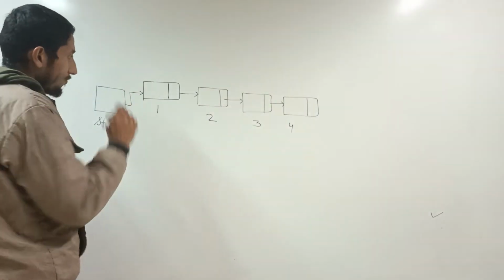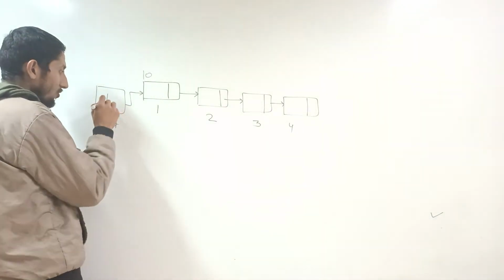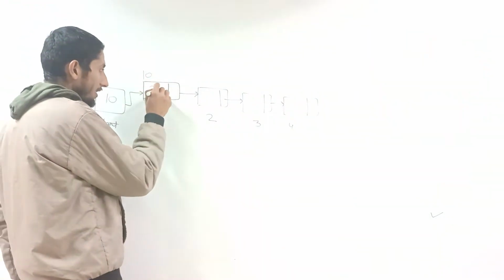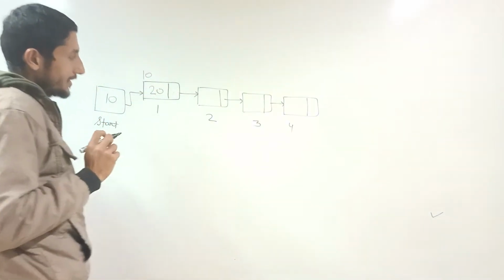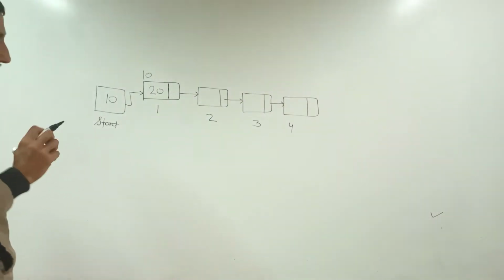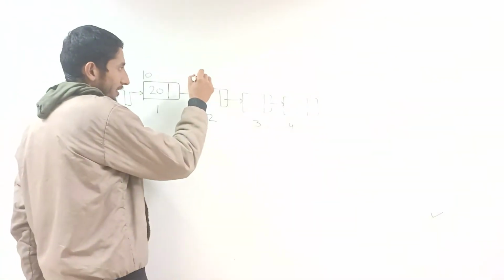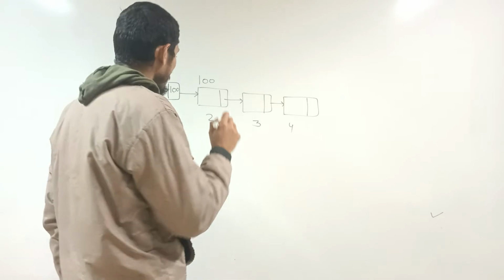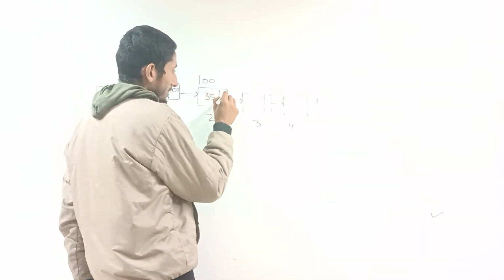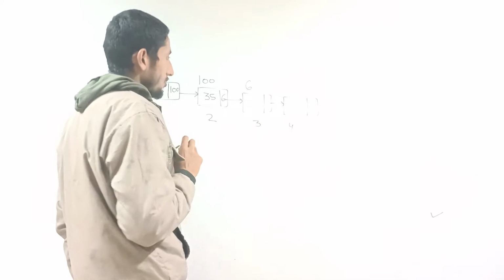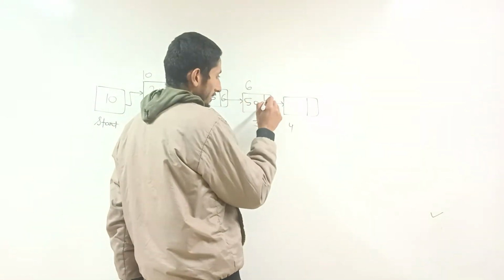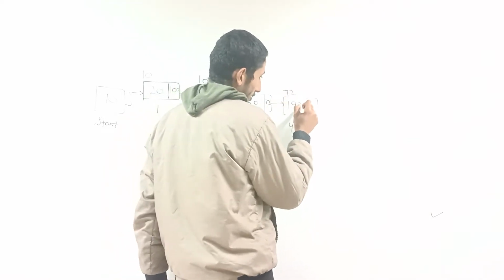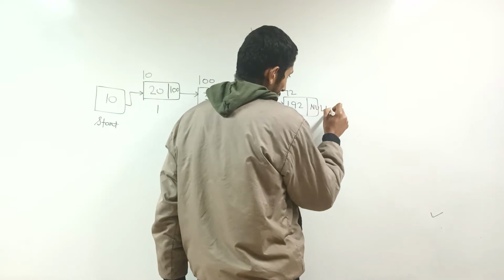Let's say the address of the first node is 10. So in start we will put the address of the first node. Then that is the data part, let's say 20, and that is the address part. It means in the address part I am going to store the address of the next node. Let's say the next node address is 100, so I am going to store 100. Are you following this? Let's say the data is 35, and let's say that is the address of the next node. Then the data, let's say that is 72, and the address of the next node. And let's say the data is 192, and in the last we have null. Are you following this one?